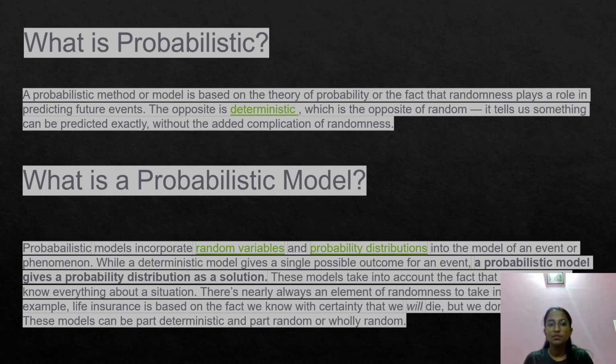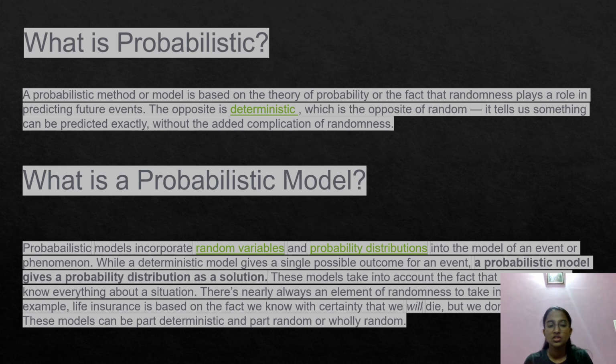A probabilistic method or model is based on the theory of probability, or the fact that randomness plays a role in predicting future events. The opposite is deterministic, which is the opposite of random. It tells us something can be predicted exactly without the added complication of randomness.